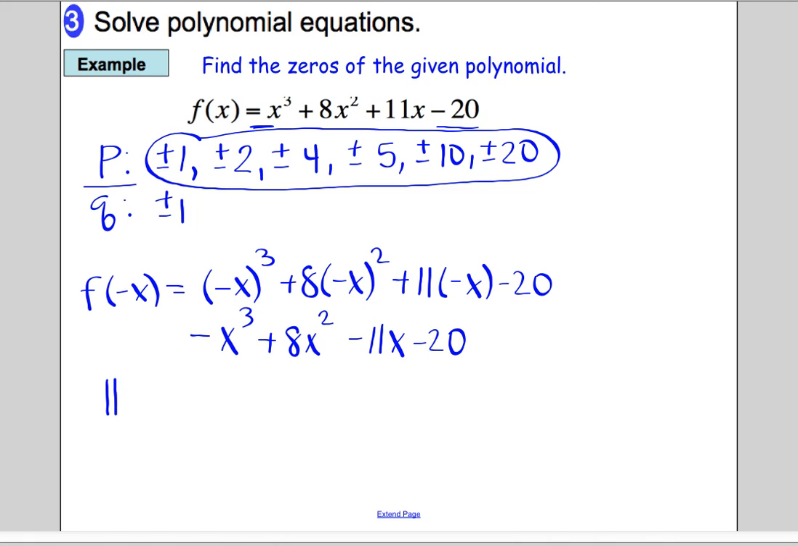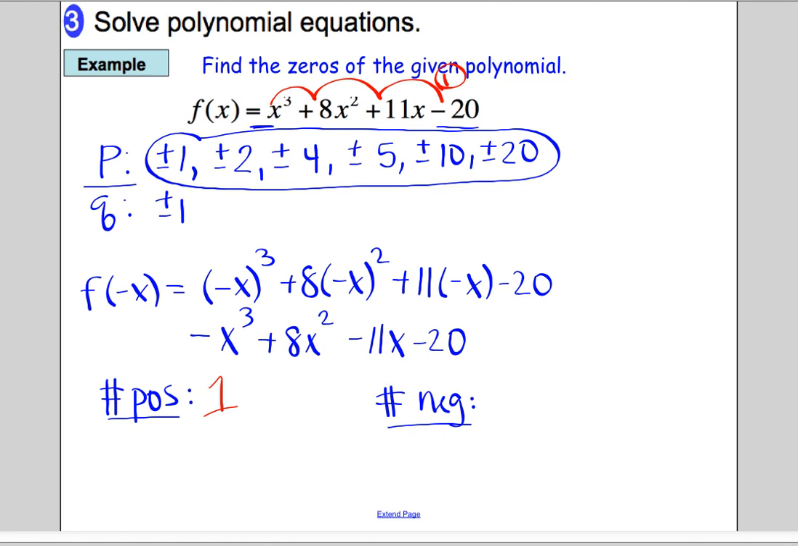So to determine the number of positive zeros, we're going to look up here at f of x and count the sign changes. So if I look at f of x, it looks like I have a positive to a positive, positive. My first sign change happens here at the end. So there is one positive zero.